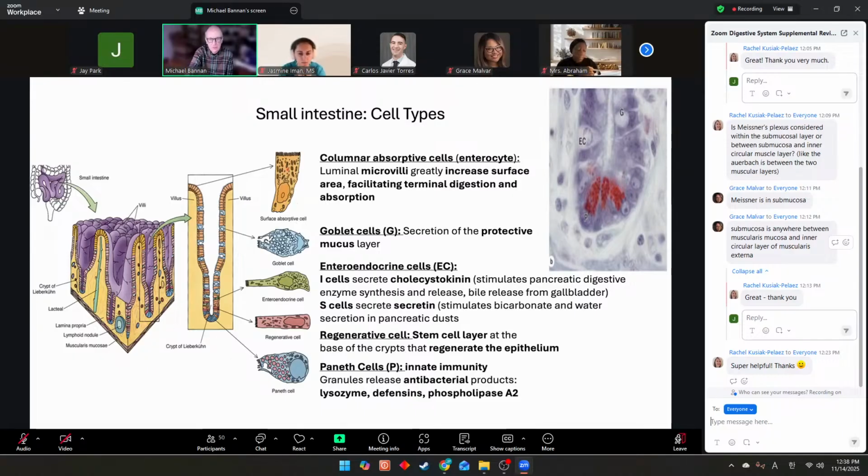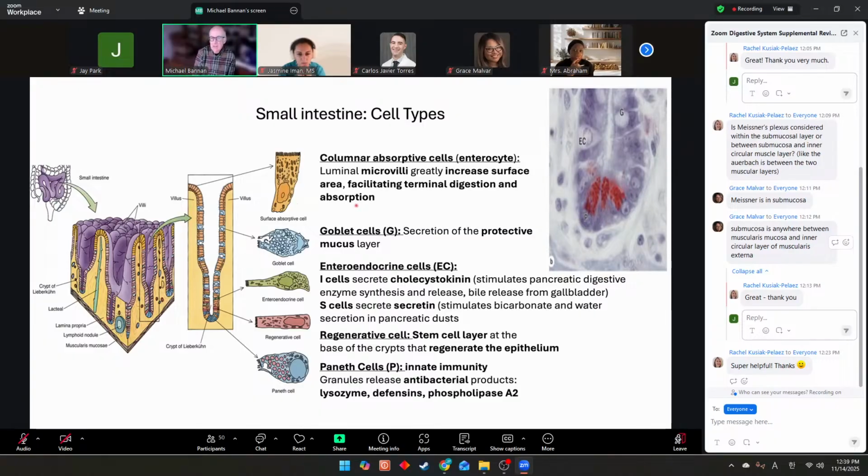So we're going to start from the surface. The surface mucosa is columnar absorptive cells, also called the enterocyte, the epithelial cell that is the predominant epithelial cell in the small intestine. This cell has luminal microvilli that are apical modifications that serve to greatly increase the surface area, which facilitates the major function of the small intestine, terminal digestion and absorption of nutrients.